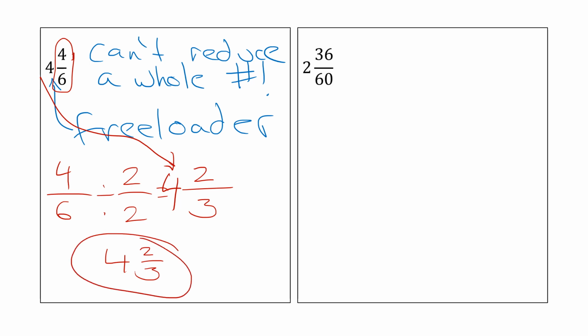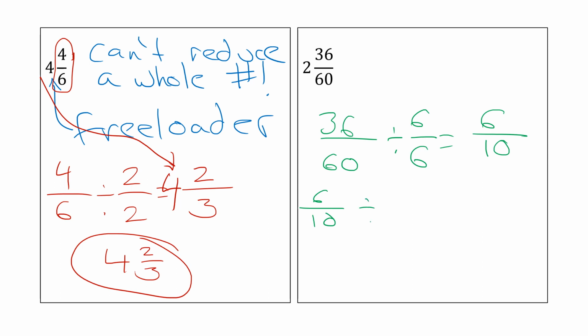How about this one? 2 and 36/60. Well, we can't reduce 2, so we'll take a look at 36 over 60. What goes into both of those? Those are both multiples of 6. So let's divide top and bottom by 6. 36 divided by 6 is 6. 60 divided by 6 is 10. Are we done? 6 over 10? Nope. We can divide one more time. Those are both even numbers, so they'll both divide by 2. 6 divided by 2 is 3. 10 divided by 2 is 5.